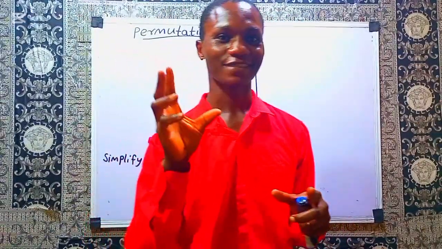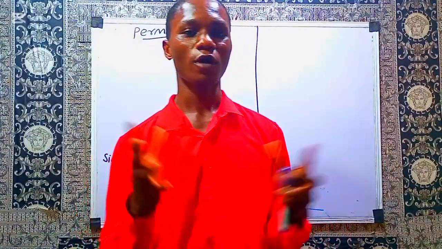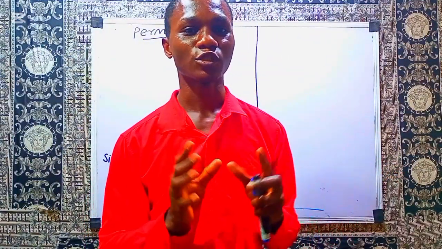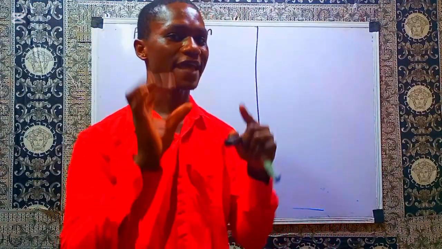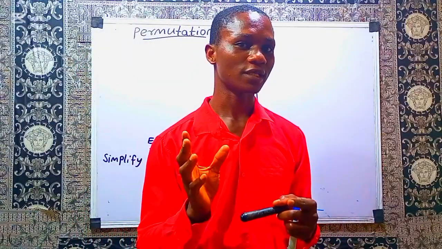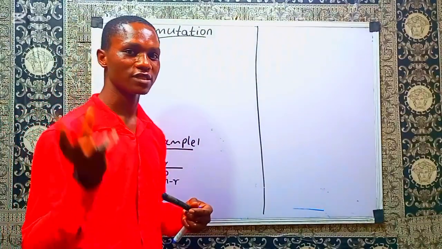This is mathematics class and we are here again to consider another interesting topic. We are looking at permutation. So what is permutation in mathematics? Permutation has to do with the orderly arrangement of distinct objects. Those objects must be finite. So you have n distinct objects and you want to arrange them orderly. So we are talking about permutation, the orderly arrangement of distinct objects.